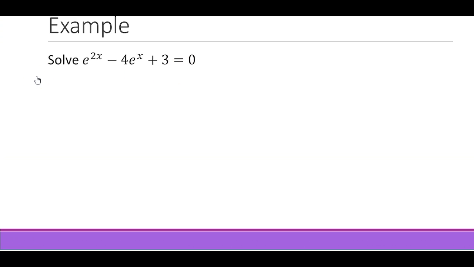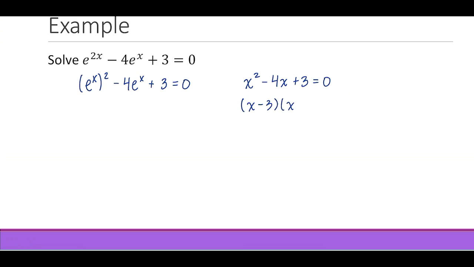So essentially what I have here is (e^x)^2 - 4e^x + 3 = 0. So I want to think about this as having like x^2 - 4x + 3 = 0. So instead of x, though, it's an e^x, but it has that same form. So here, I would factor to solve this quadratic, right? I would factor to (x - 3)(x - 1) = 0.